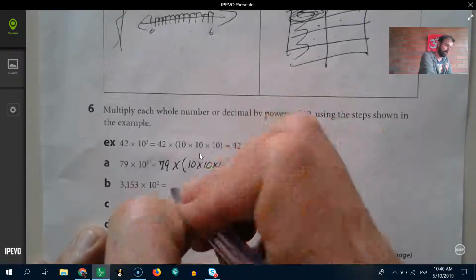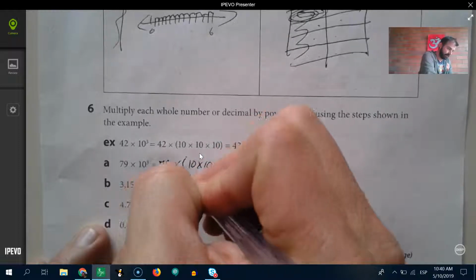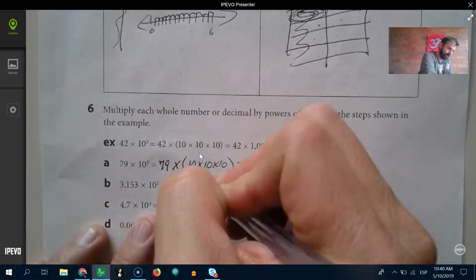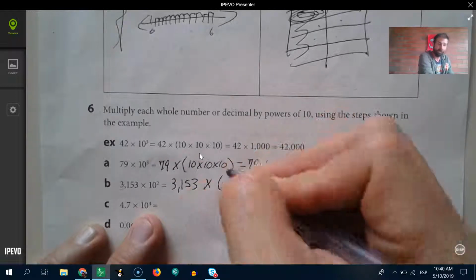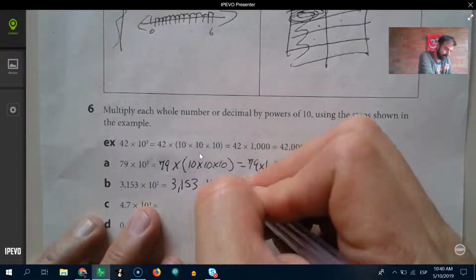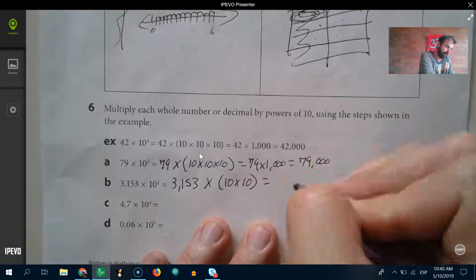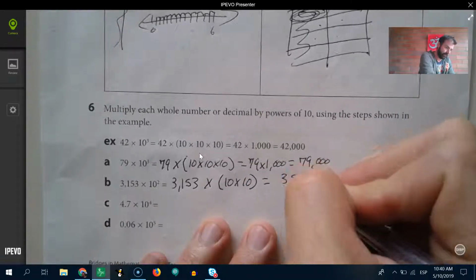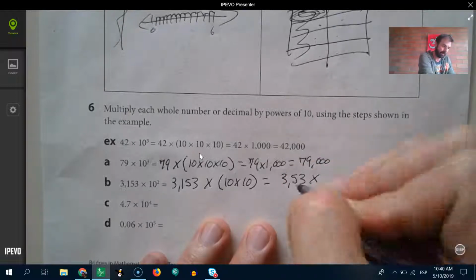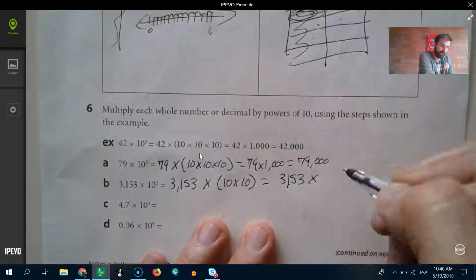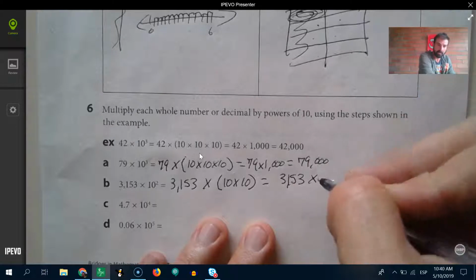All right, so now we have 3,153, and I'm multiplying that by 10 squared. 10 cubed is 3 tens. 10 squared is, you guessed it, 2 tens. Okay, so what does that equal? That equals 3,153 times, not times 1,000 like it was here, but times 10 times 10 is 100.